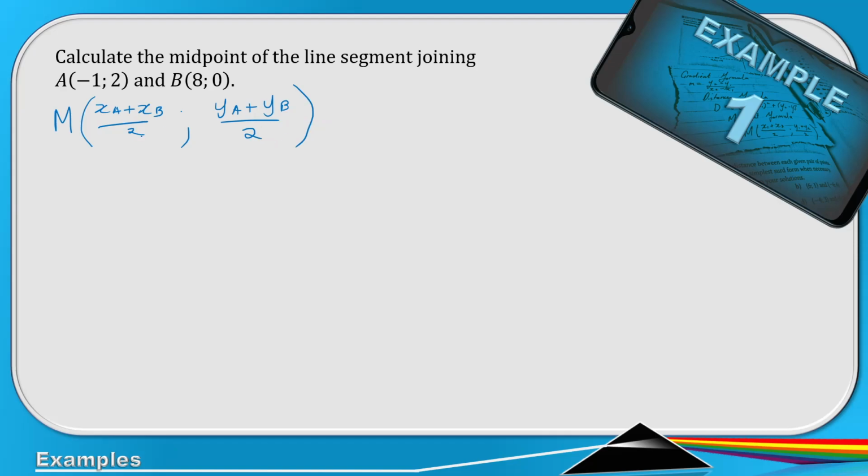Okay, so inside the coordinate, we substitute in the values of A and B. So we have that M is going to be minus 1 plus 8 over 2. And then for the y coordinate, we've got 2 plus 0 over 2. And then we just simplify. So M is 7 over 2, and 2 over 2 is 1.